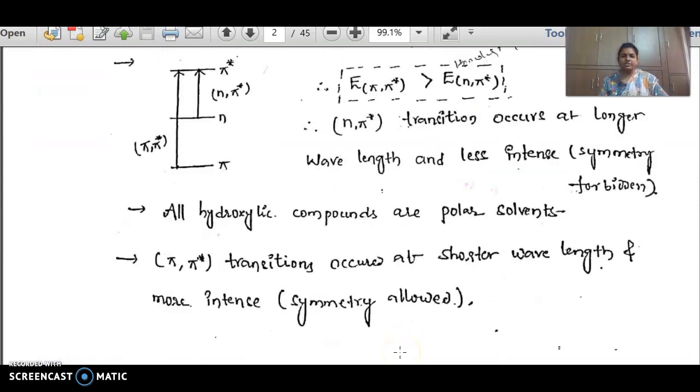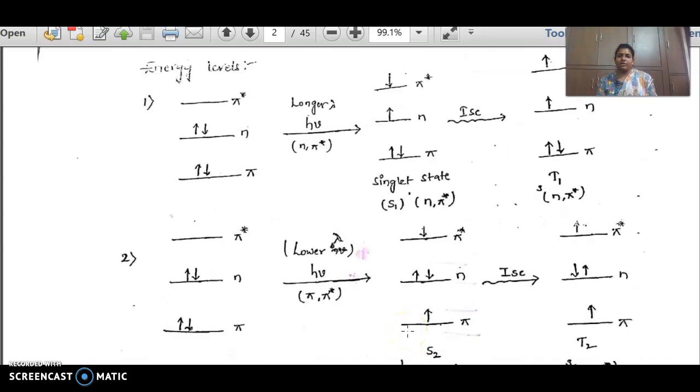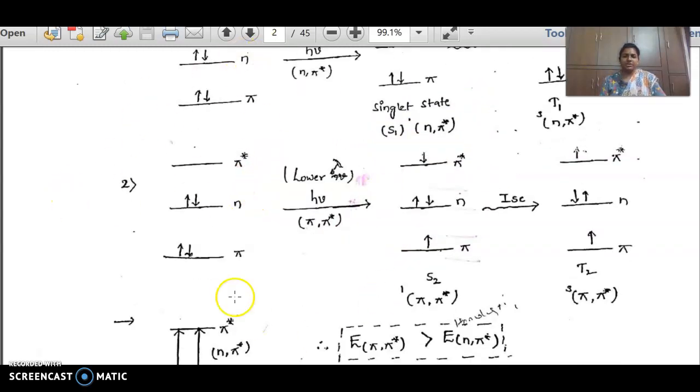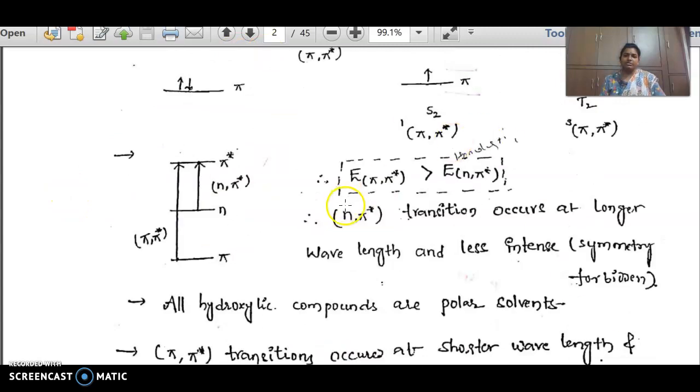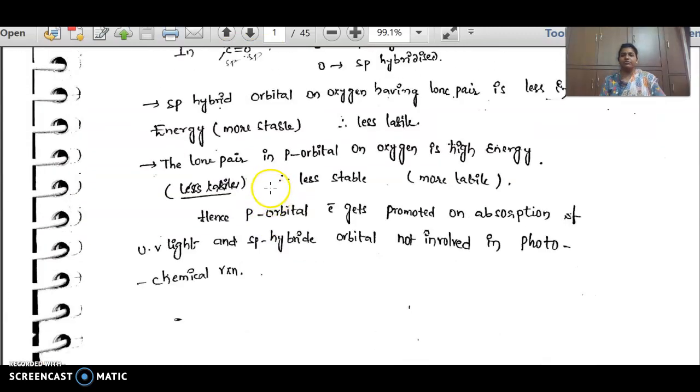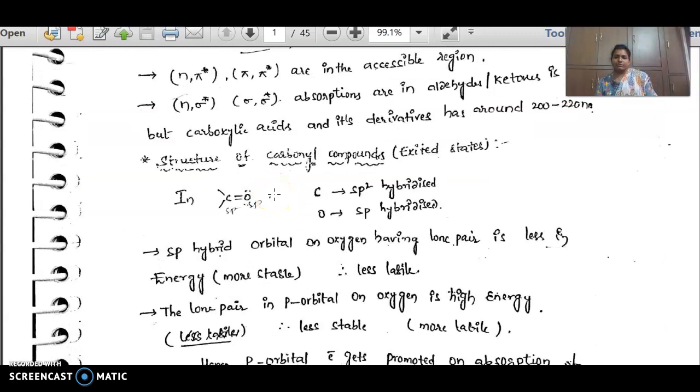This is about the introduction of carbonyl compounds, the photochemistry of carbonyl compounds. In that we have reactions due to the n to pi star transitions. Possibilities we have four, but allowed are only two, n to pi star and pi to pi star. In that also n to pi star, because it will take less energy for the excitation. Pi to pi star will take more energy. This is the introduction about the photochemistry of carbonyl compounds.